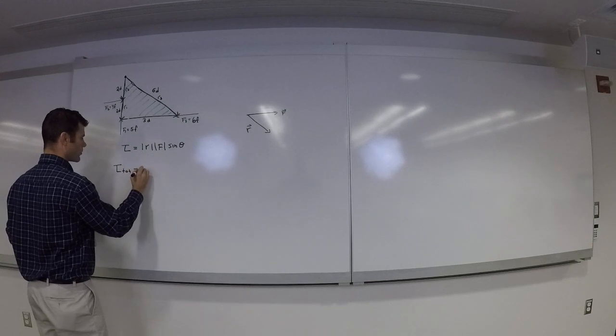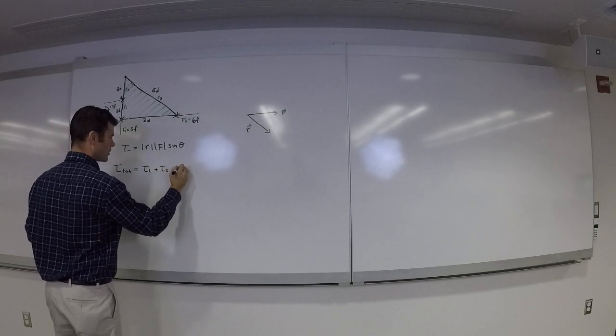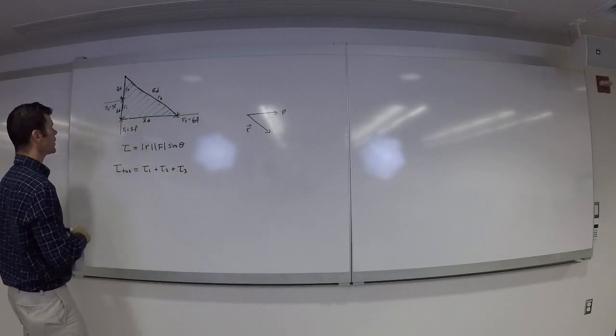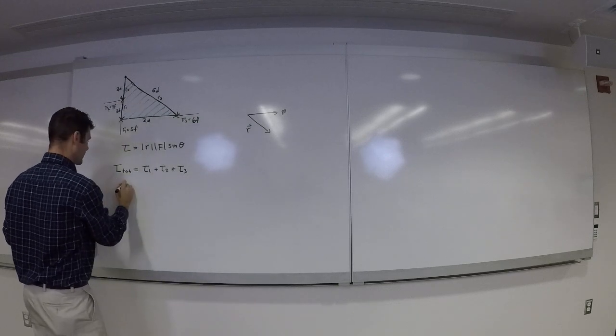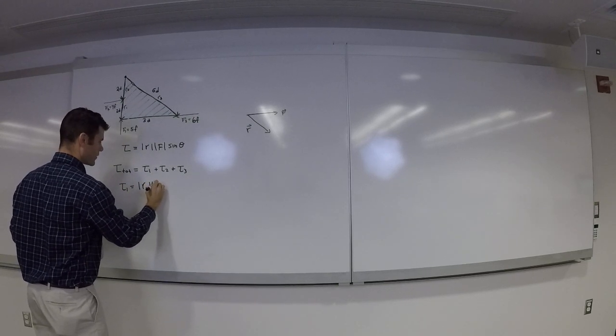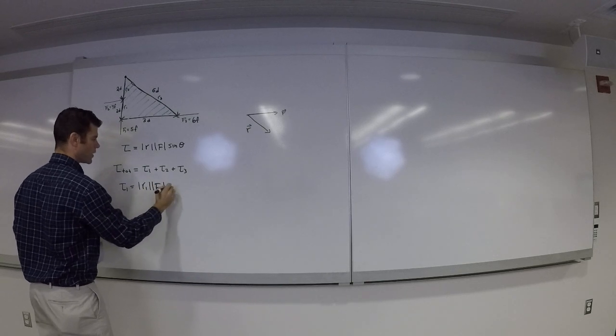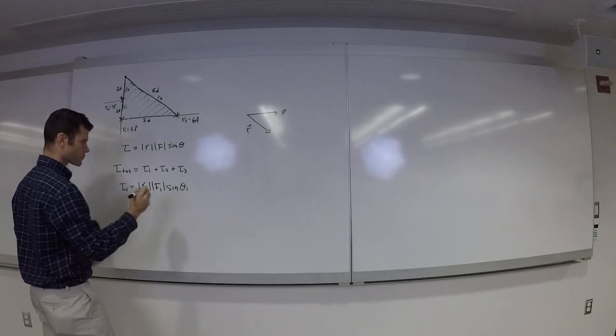So the total torque will be equal to torque 1 plus torque 2 plus torque 3. Let's look at torque 1 first. For torque 1, we need to find the magnitude of position vector 1, the magnitude of force 1, and the sine of theta 1, where theta 1 is the angle between them.